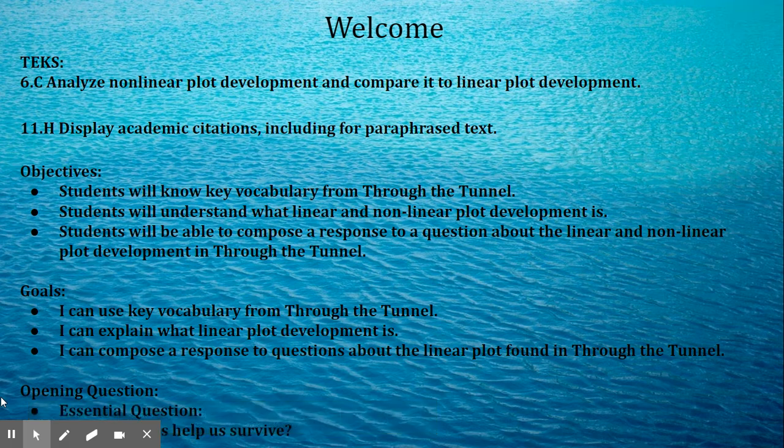Our text for today is 6C and 11H. Analyze nonlinear plot development and compare it to linear plot development. Display academic citations, including for paraphrased text.